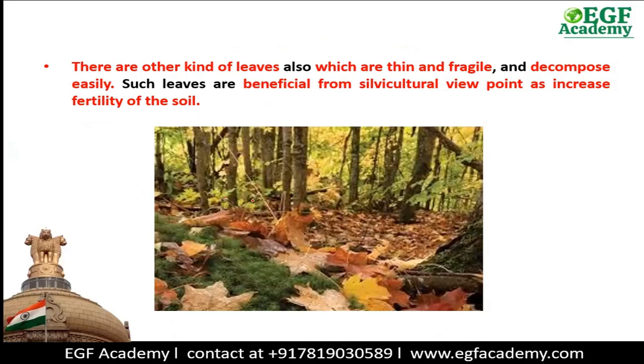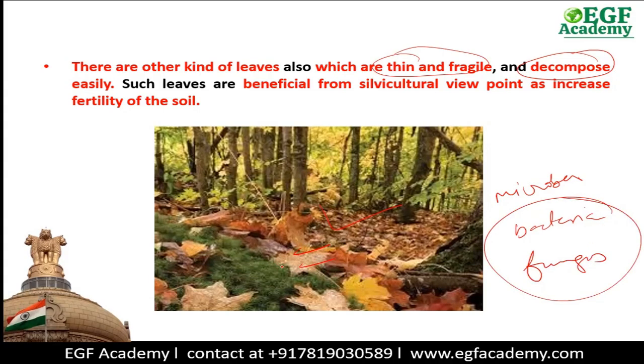While in some plants, the leaves are very thin and fragile. These thin leaves easily get decomposed. See, what is decomposition? The leaves are decomposed by microbes, mainly the bacteria and fungus. Bacteria and fungus both decompose the plant parts, leaves and stems. So if the leaves are thin and fragile, then these microbes can easily decompose these leaves. And when these leaves are easily decomposed, the minerals which are present inside the leaves will come into the soil. These minerals include phosphorus, nitrogen, potassium, sulfur, and these nutrients come into the soil after the decomposition of these leaves.